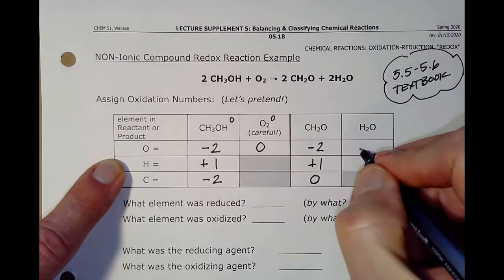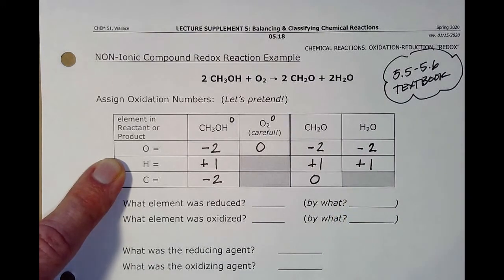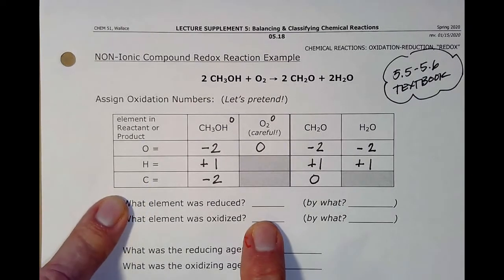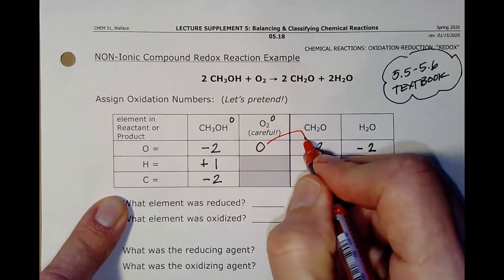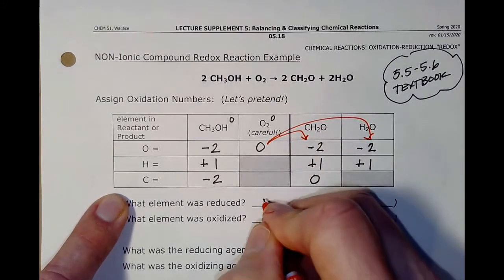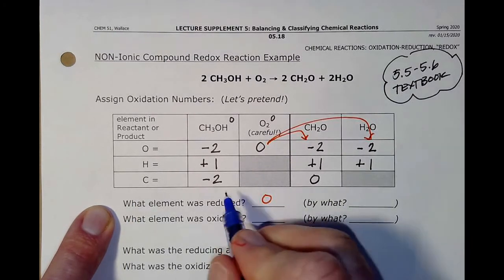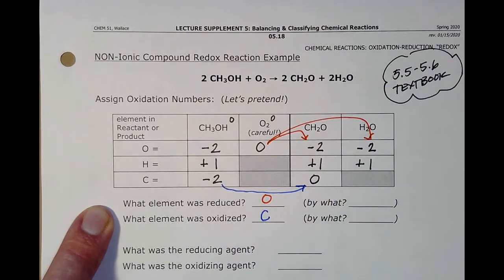Over here, oxygen, most electronegative, -2. Hydrogen, our rules say, are +1. Okay, that's the first step. I have to assign oxidation numbers to each element. What was reduced? Whose charge went down? Well, I look at oxygen here, went down to -2. So it looks to me like oxygen was reduced. Whose charge went up? Well, carbon went up from -2 to 0.